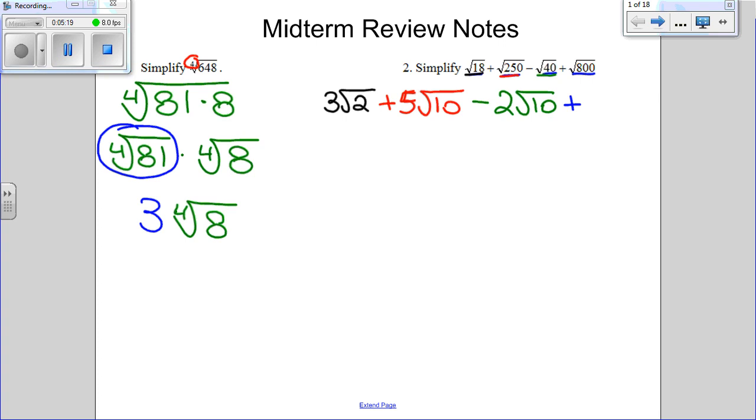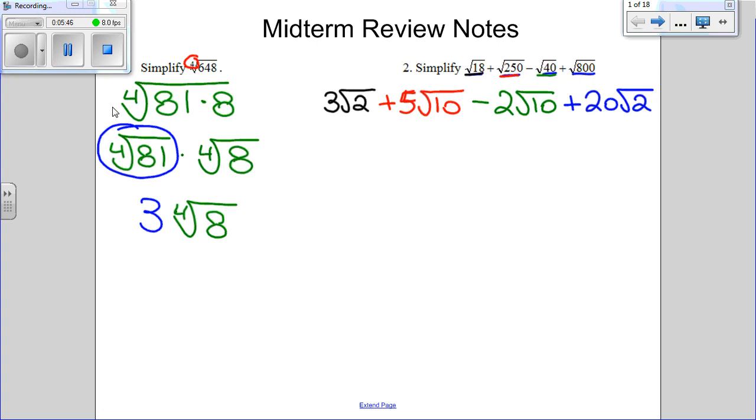400 is a perfect square. So it's 20 root 2. Remember, you always want the biggest perfect square. I almost fell for that one. So 800 is divisible by 100, which is a perfect square. But it's actually divisible by 400, which is an even bigger perfect square. So make sure you're always getting the biggest perfect square.